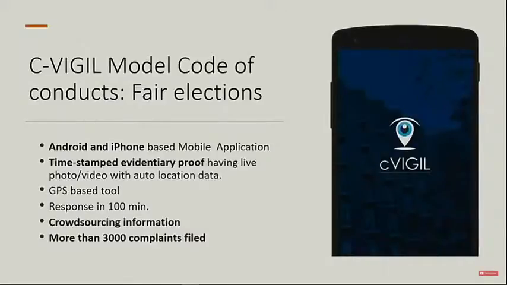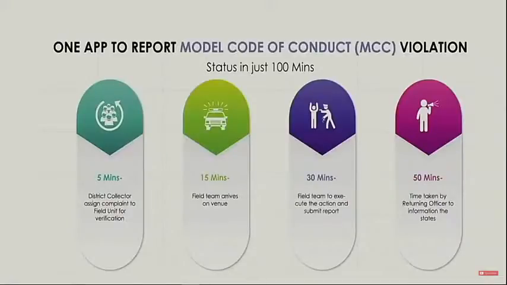C-Vigil is an application for crowdsourcing of complaints from voters. If they see, let us say, a violation of the model code of conduct notified by the Election Commission, they are able to click a picture or a video and upload it with a time and evidentiary stamping, so that we know where it happened, and then a team rushes to the spot to redress the complaint. The mandate was that within 100 minutes, the team has to resolve the problem.